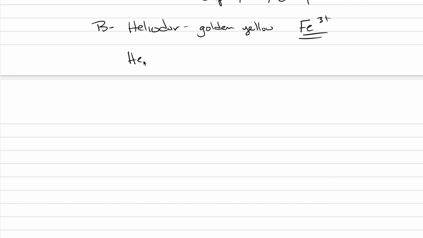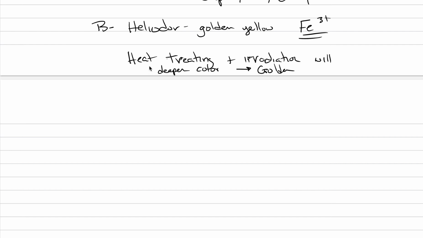Heat treating and irradiation will strengthen the colors. And so sometimes, maybe oftentimes, will, let's say, deepen color. We'll go from a light yellow to more golden color with heat treatment. And once again, this treatment is undetectable. And so it is very common.